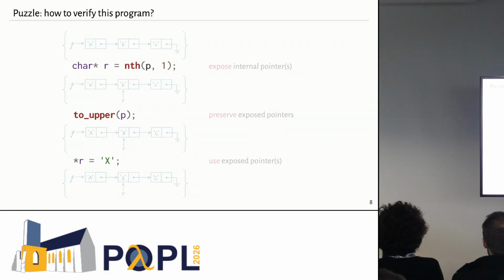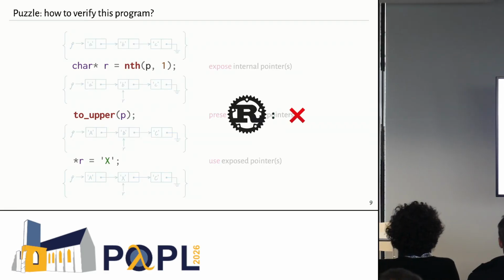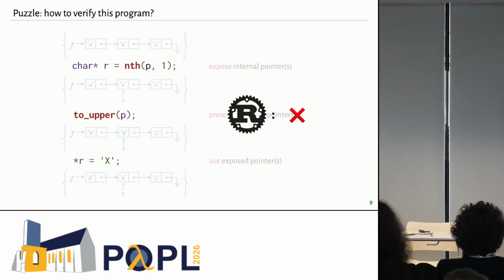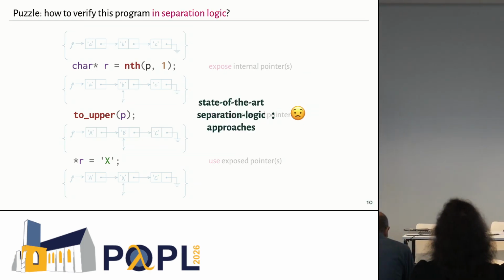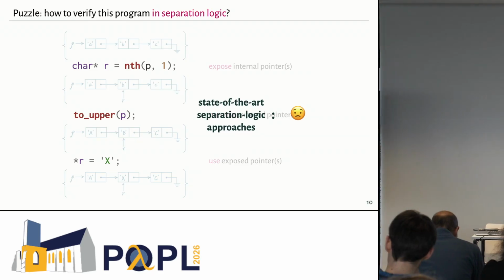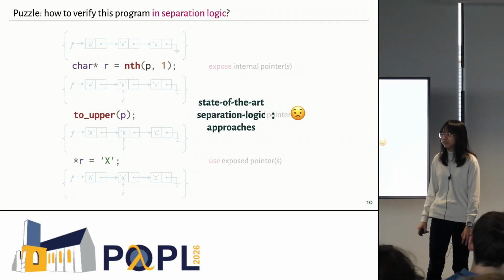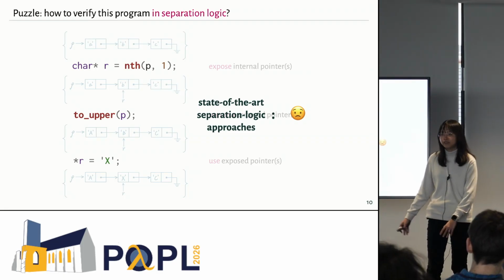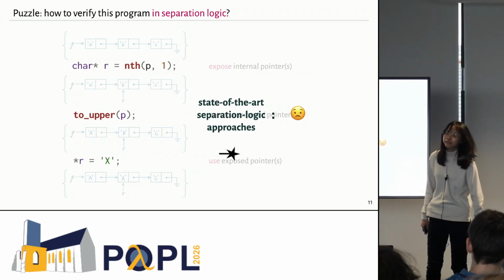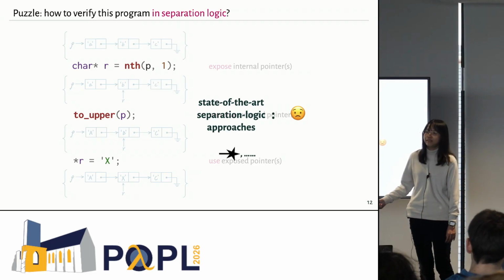It's actually surprisingly difficult to verify. If you write it in a language like Rust, the borrow checker will reject it. If we do interactive theorem proving, most of the state-of-the-art separation logic approaches will find it very complicated or even impossible to verify. This includes the magic wand operator, of course, and many more others.